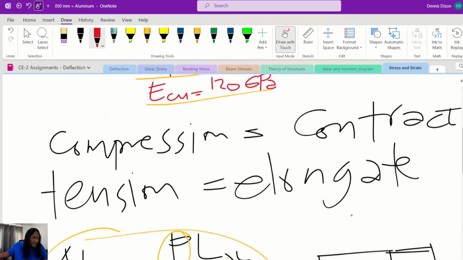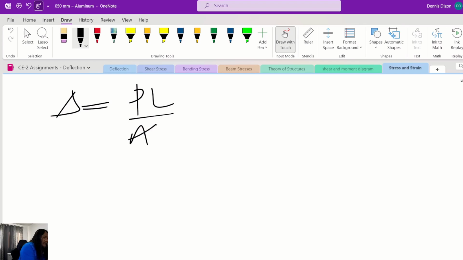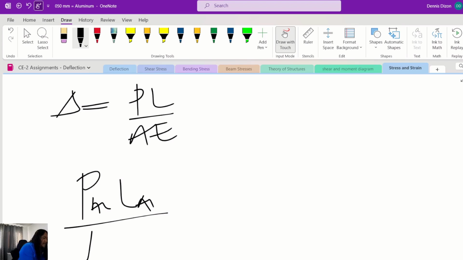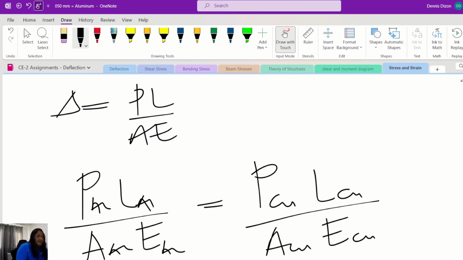So we can equate the two equations. From change in length is equal to PL over AE, therefore, we can say force P at aluminum times length of aluminum over area of aluminum, then modulus of elasticity of the aluminum material, is equal to force P of the copper, length of copper, then area of copper material, and then modulus of elasticity of copper.